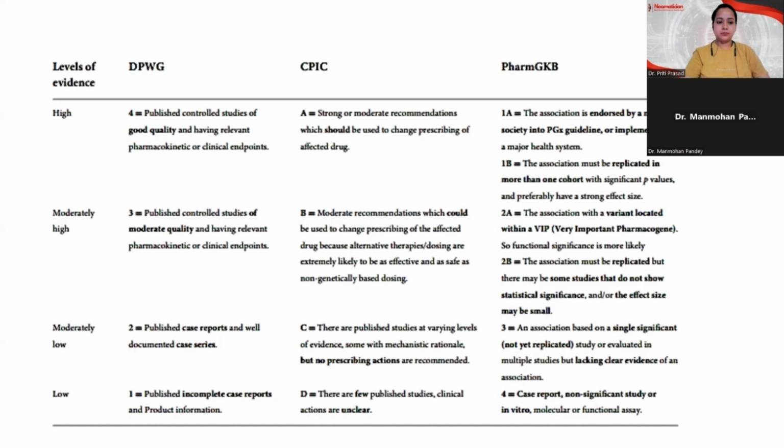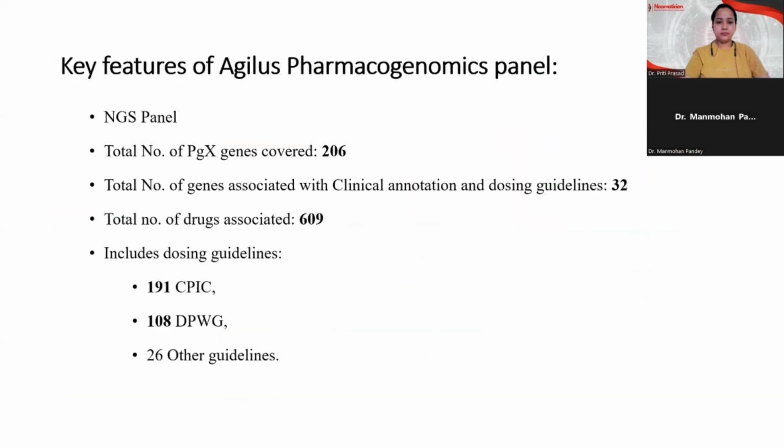But if it is done on a very small set that is within a VIP, very important pharmacogene, but still the cohort is large, then it is called 2 and 2, that it is called moderately high. But for third and fourth, it is normally not recommended, and it is based on the person's phenotype. Next, please. Now, in case of our pharmacogenomics panel, we have covered around 206 genes.